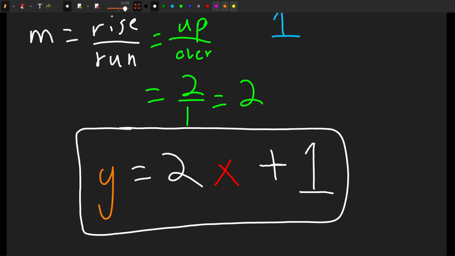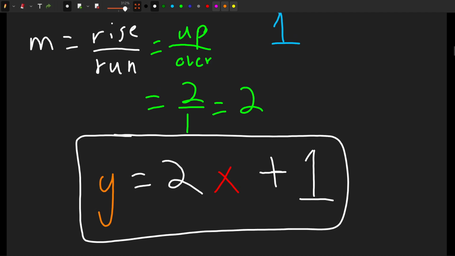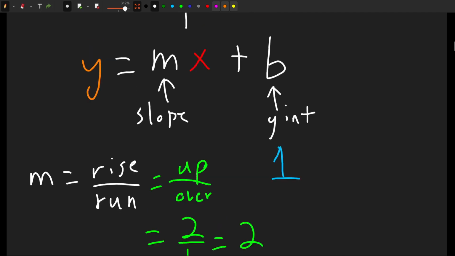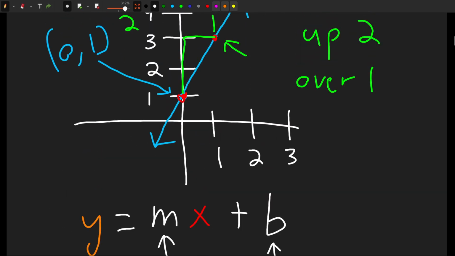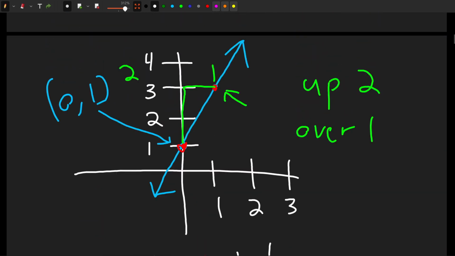And if you wanted to double check it, you could then use your T-chart, graph this equation here, and hopefully it should come out to exactly what you started with up here. So if we have 2x plus 1, we see we start at 1, then we use our slope to go up 2 over 1, and we get our next point up 2 over 1, so on and so forth.